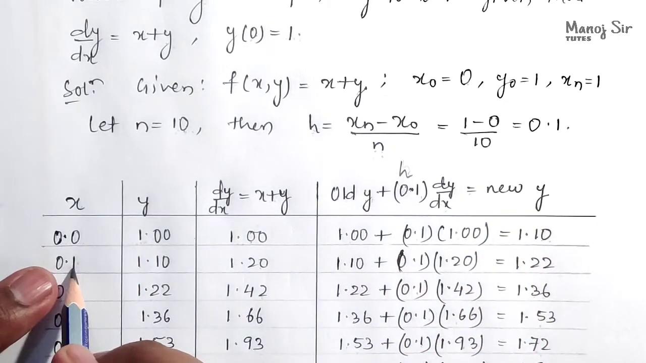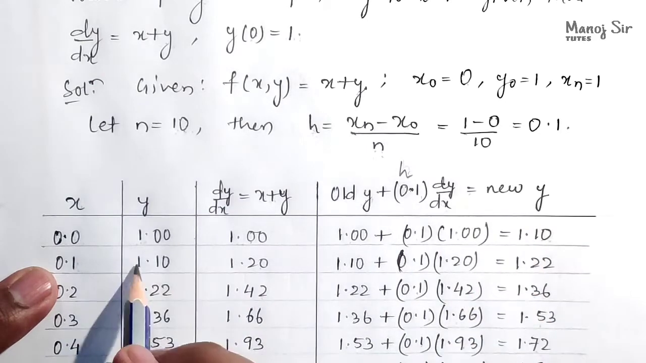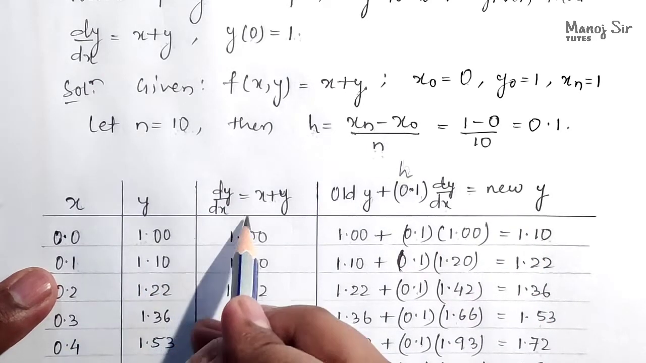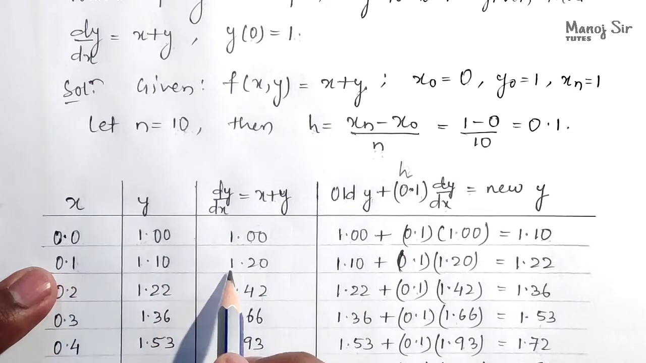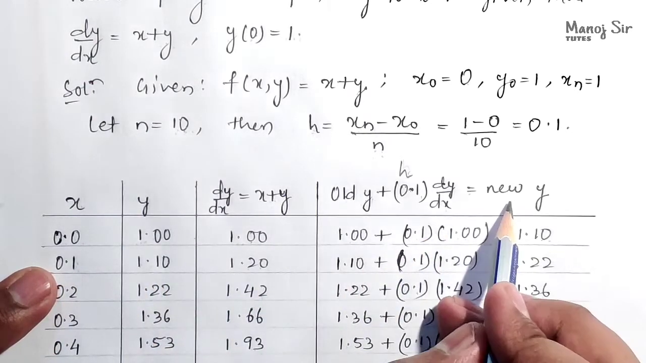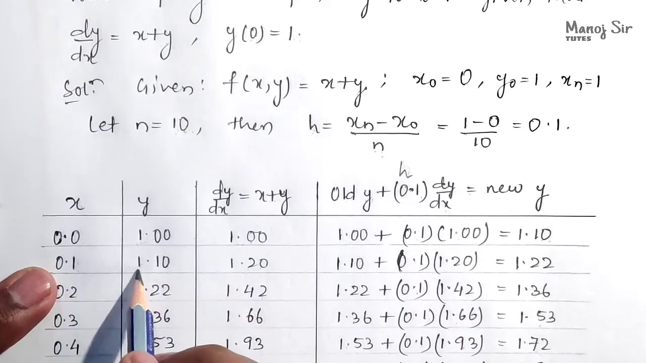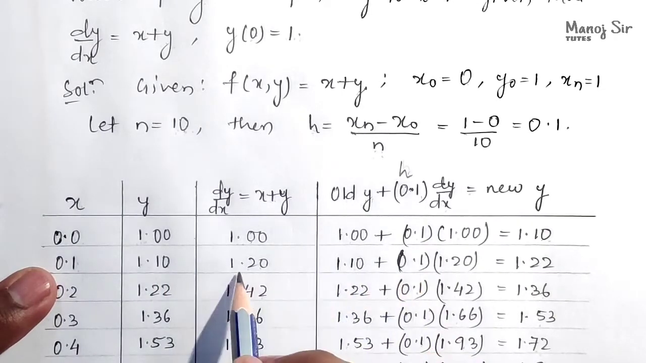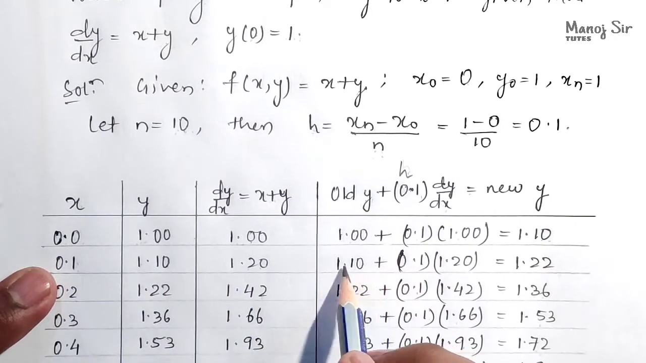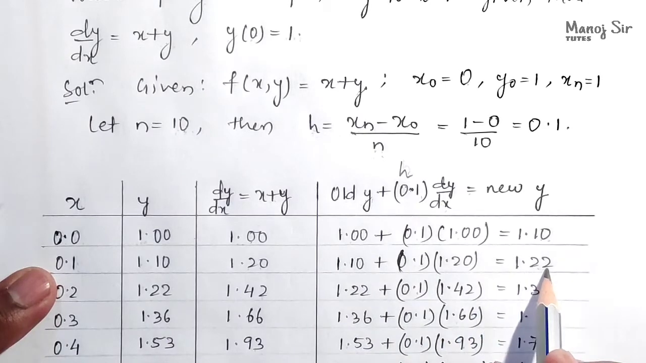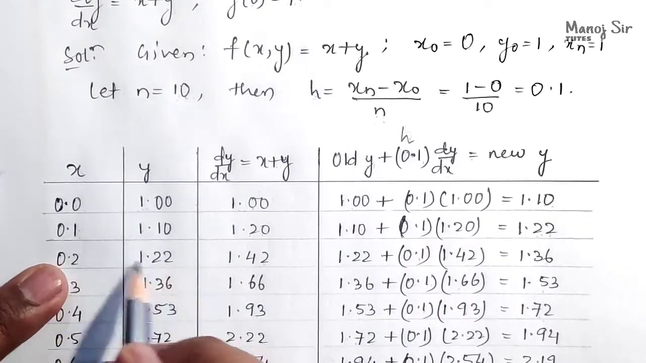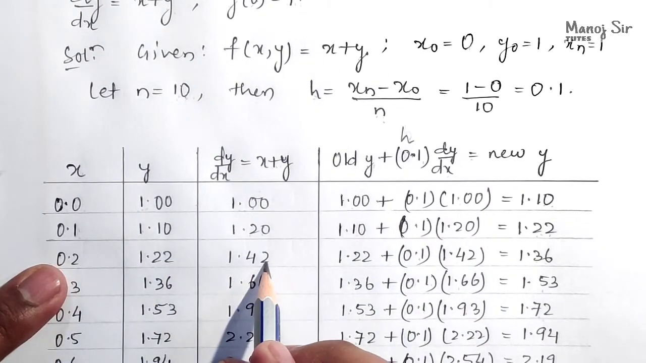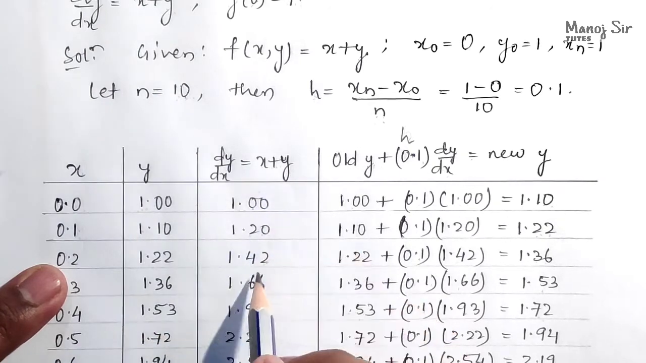So at x equal to 0.1, the value of y is how much? 1.1. Now again we need to add both, that is 1.1 plus 0.1, that is 1.2. So here we need to find the new value of y, that is 1.1 plus 0.1 into 1.2. On solving this, you will get 1.22. So at x equal to 0.2, what is the value of y? That is 1.22.